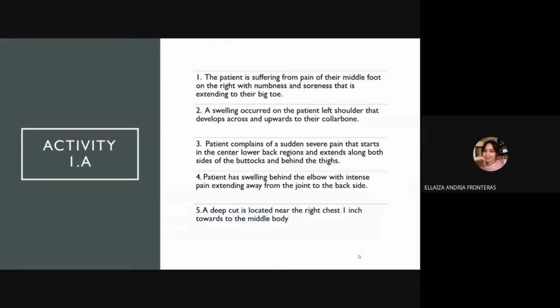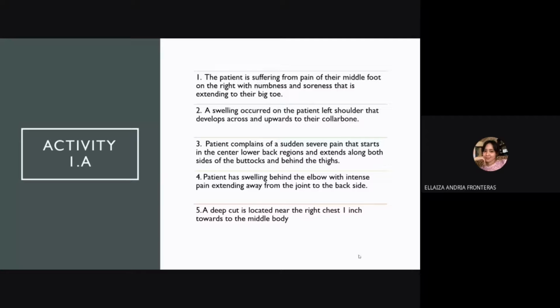So number 4, patient has swelling at the left olecranon with acute pain extending distally to the dorsum. So the answer is patient has swelling at the left elbow with acute pain extending away to the backside.